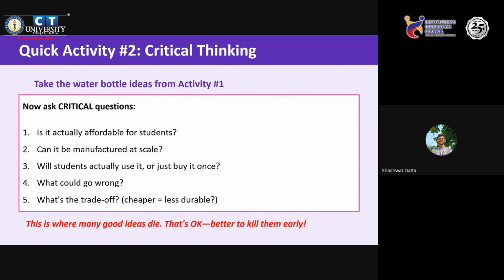You might realize your idea doesn't work. Many places it might not work. And that's good. It's better to kill it early than waste months and money building something that nobody wants or nobody can afford. That is where the critical thinking comes in. It is not pessimism, it is being smart.